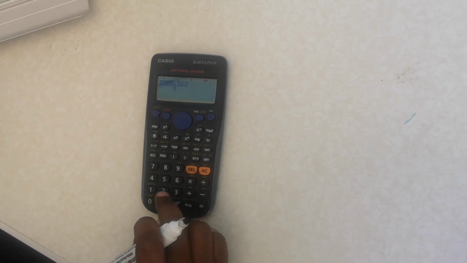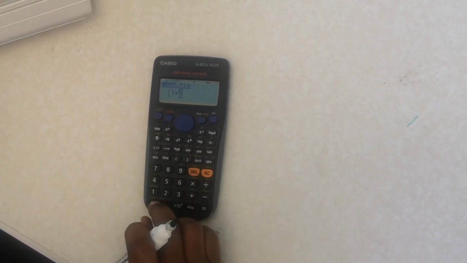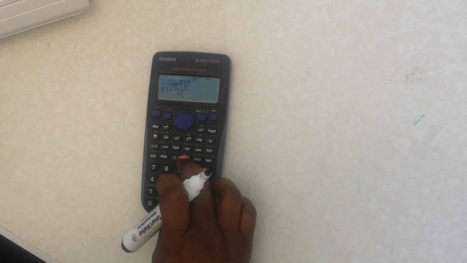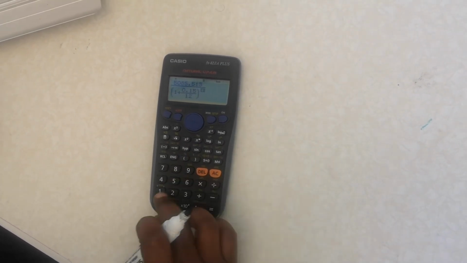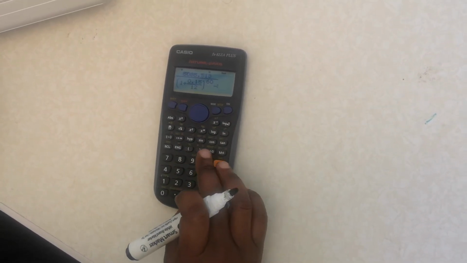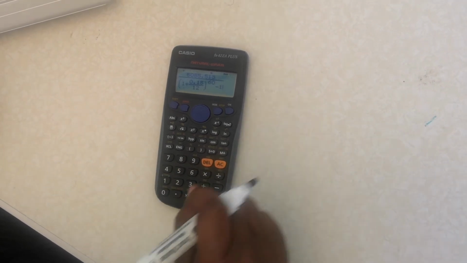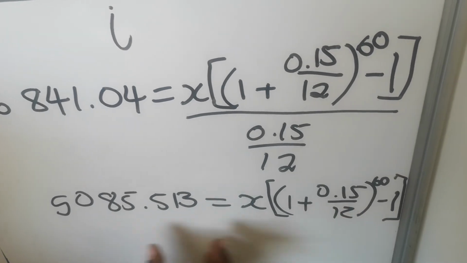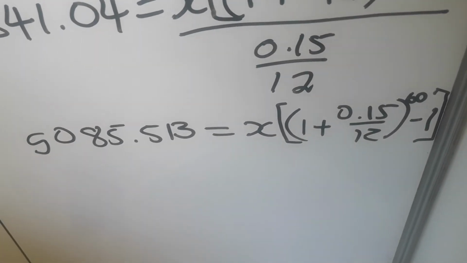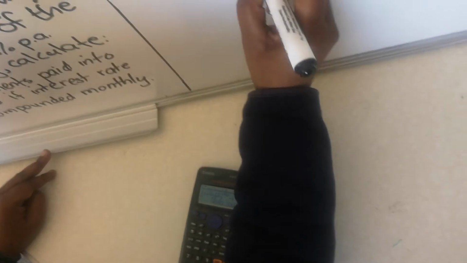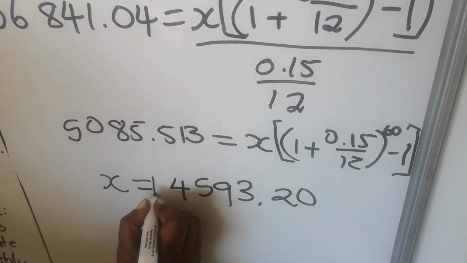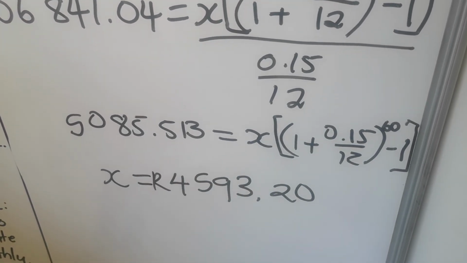Open bracket 1 plus fraction 0.15 over 12, close bracket, power 60, minus 1. Right, I don't need this bracket that I had there when I'm dividing it by here, because the bracket was saying multiply the X, so I don't need it. That is enough. Then I can go equals to, and then my X will be 4,593.20 cents. This is how much they need to put away each month so that they have the 400,000 after 5 years.